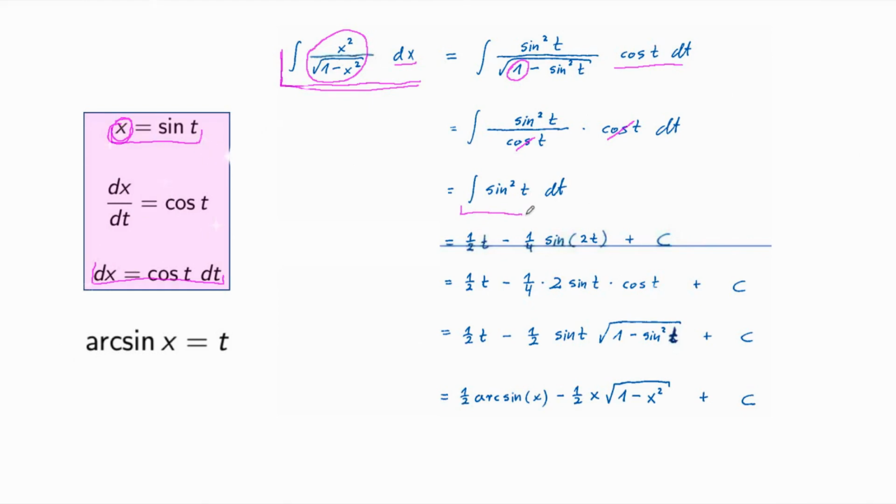This gives us the integral of sine squared t dt, which can be evaluated using the half-angle identities and which is equal to 1 over 2 times t minus 1 over 4 sine of 2t plus c. But we know that sine of 2t equals 2 sine t times cosine t, and cosine t equals the square root of 1 minus sine squared t. Finally, since t is arcsine x, it follows that the initially given integral is equal to 1 over 2 times arcsine x minus 1 over 2 times x times the square root of 1 minus x squared plus c.